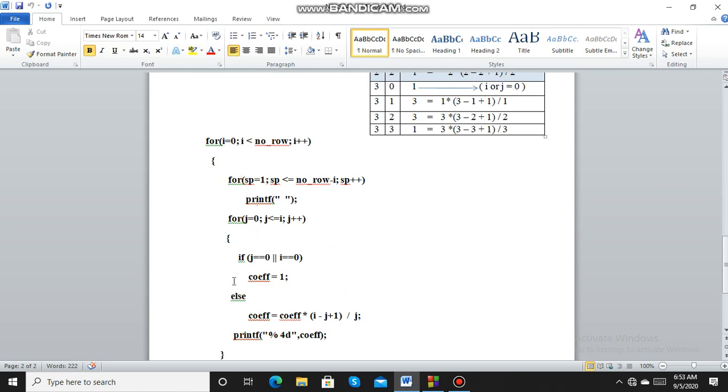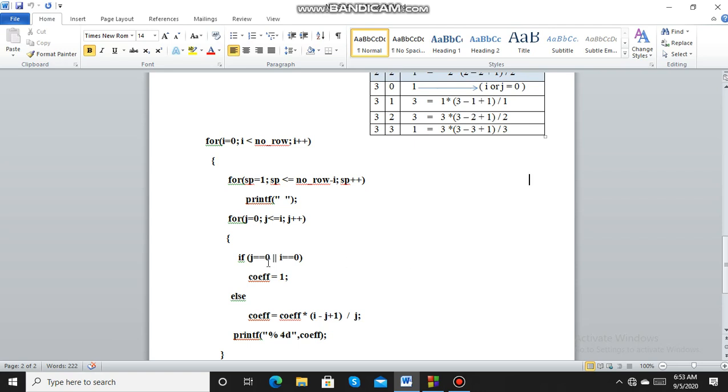We are entering into the j loop. The j loop starts here and ends here. So j is equal to 0 and i is equal to 0. We are printing the digits till j is less than or equal to i, meaning j less than or equal to 0. That means from 0 to 0, one time this loop will get executed.